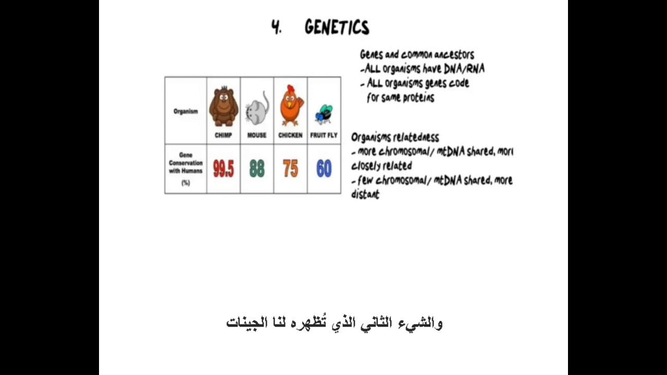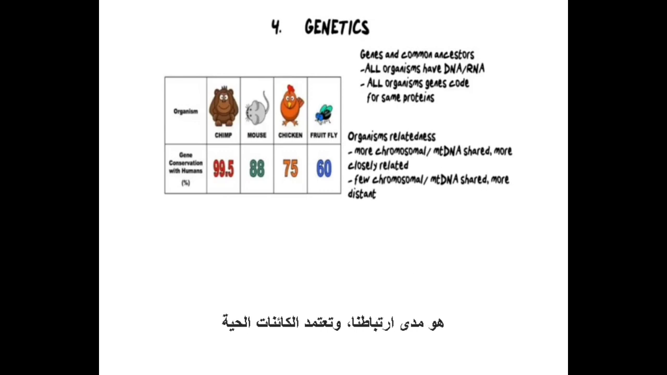The second thing that genetics shows us is how related we are. Organisms are grouped based on their relatedness due to how much chromosomal or mitochondrial DNA they share. So the more chromosomal or mitochondrial DNA we share, the more closely related we are, whereas the fewer chromosomal or mitochondrial DNA we share, the less we are related, the more distant we are. And so that's how we calculate relatedness.